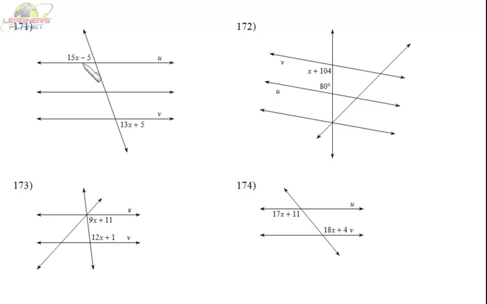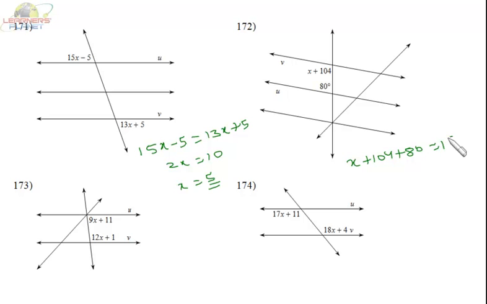Now in this question, this angle and this angle, they are alternate exterior angles, and if they are same, the lines will be parallel. So 15x minus 5 is equal to 13x plus 5. So 2x is equal to 10. That means x is equal to 5. Quite simple. In this case, both of them are interior opposite angles, and if they make 180 degrees, then the lines will be parallel. So x plus 104 plus 80 is 180. So x should be 180 minus 184. That means x should be minus 4.